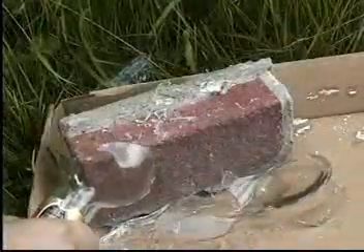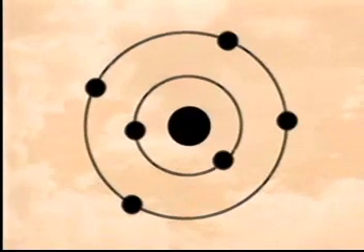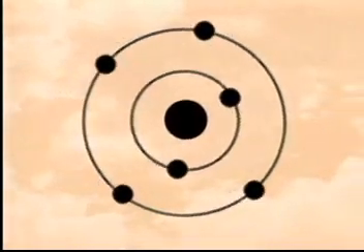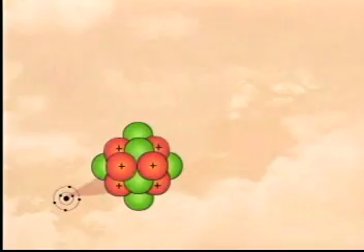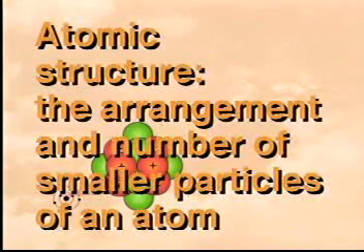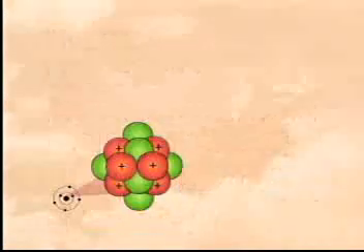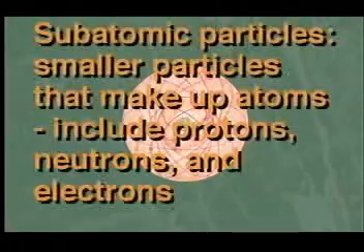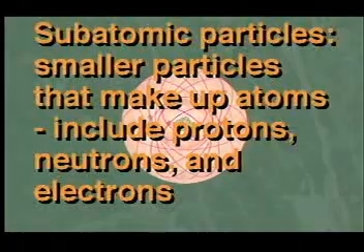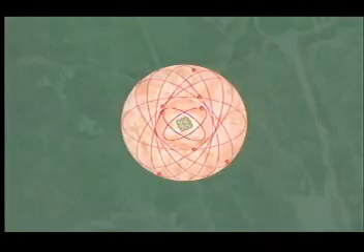What makes atoms different from each other? We're going to take a look inside atoms and examine their atomic structure. Atomic structure refers to the arrangement and number of smaller particles of an atom. These smaller particles that make up atoms, or subatomic particles, include protons, neutrons, and electrons. Let us consider each subatomic particle separately.